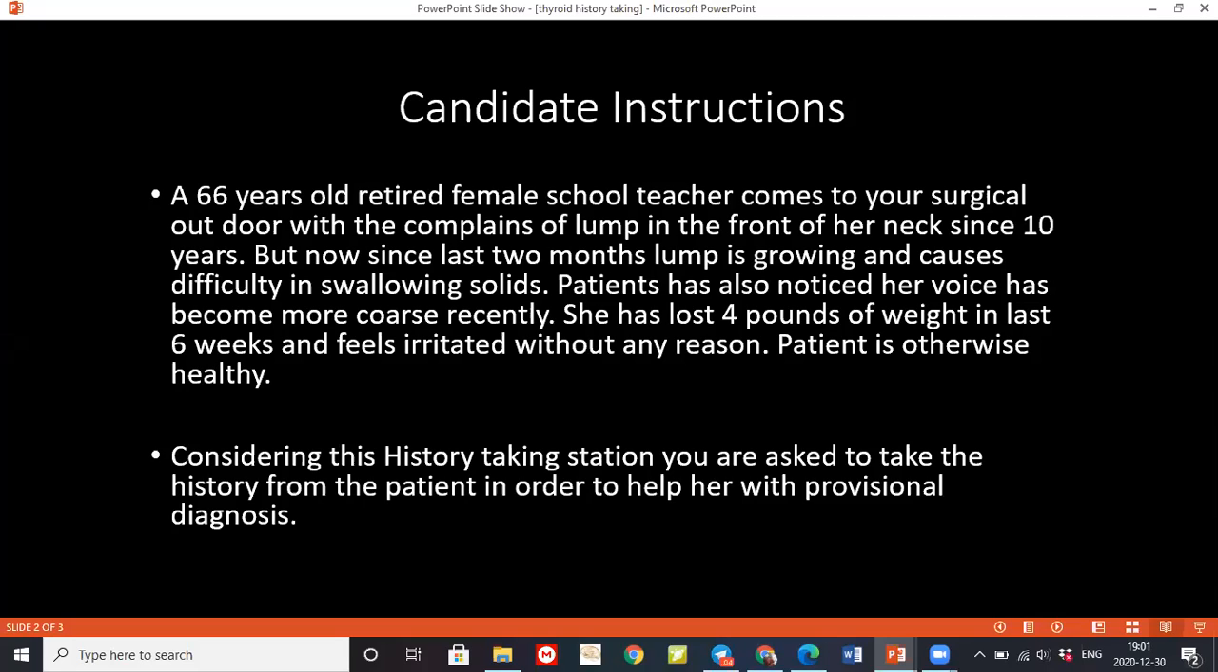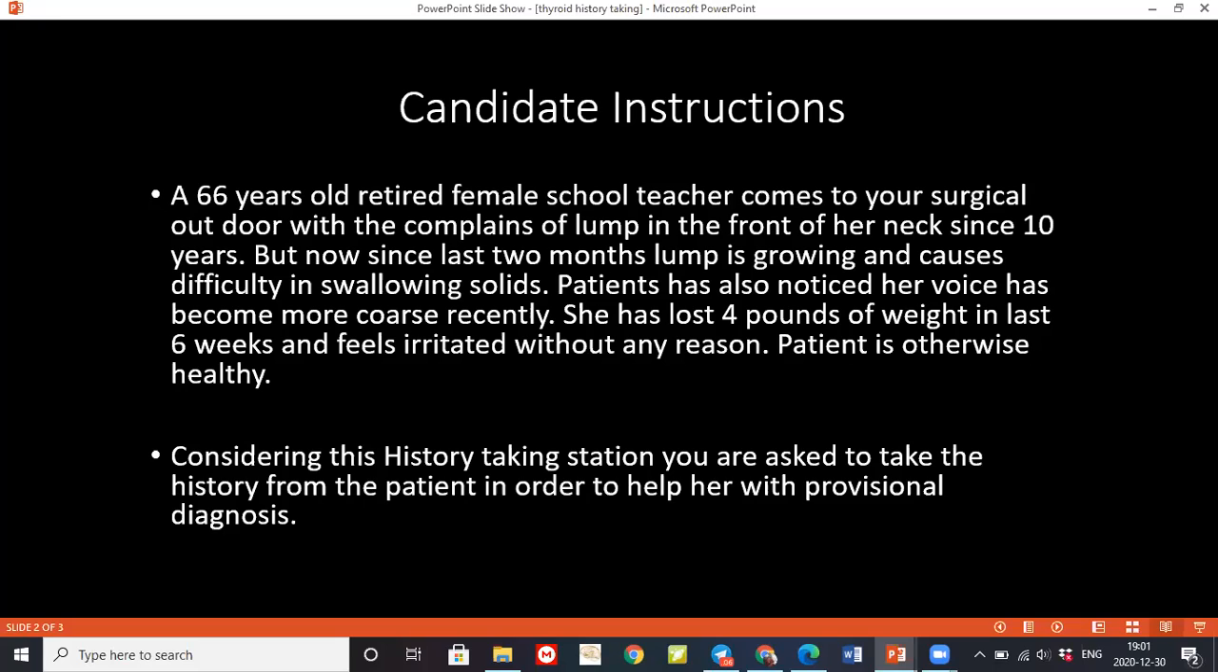Okay. So this 66-year-old female today comes to me with a history of swelling in front of her neck since 10 years back, which has increased slowly over time. The patient has also experienced a loss of 4 pounds of weight in the last 6 weeks. Her mood is not good. She's feeling irritated most of the time. She has lost appetite as well, and is sometimes feeling difficulty in breathing.